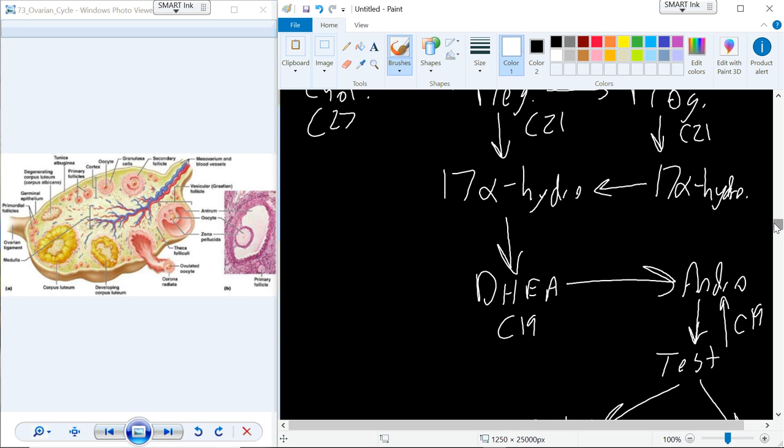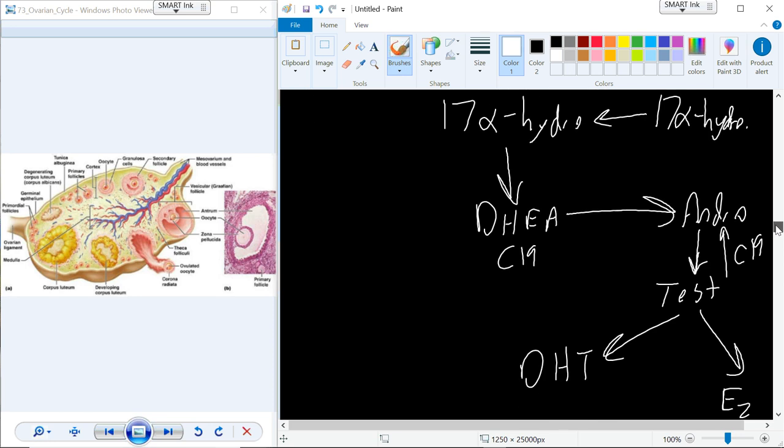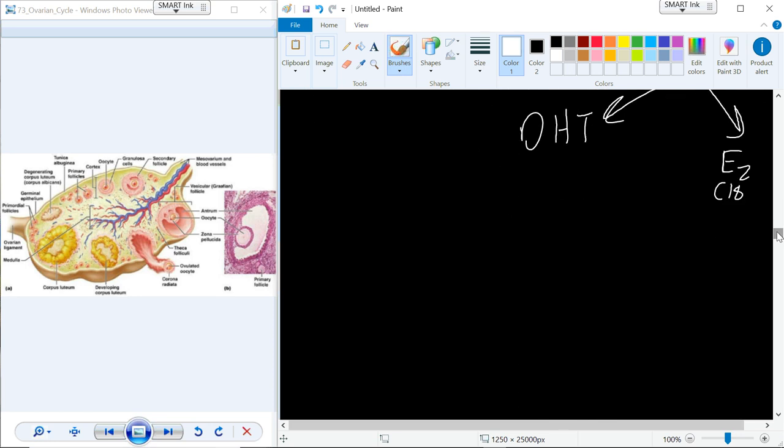LH starts the process in the thecal cells, converting androstenedione to testosterone. Testosterone continues to the granulosa cells. The granulosa cells are stimulated to increase aromatase activity by FSH, being activated by activin, to cause estrogen levels to increase. Now, aromatase is non-reversible, so testosterone does not jump back from estrogen. So that's the two-cell theory, but there is an alternative theory.